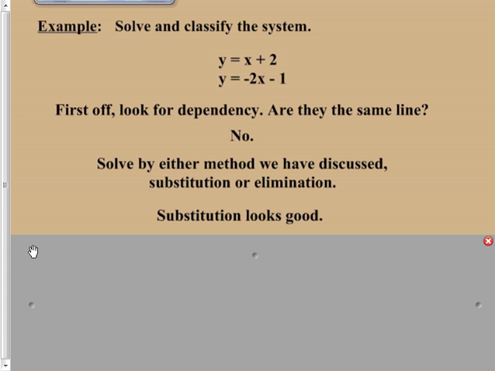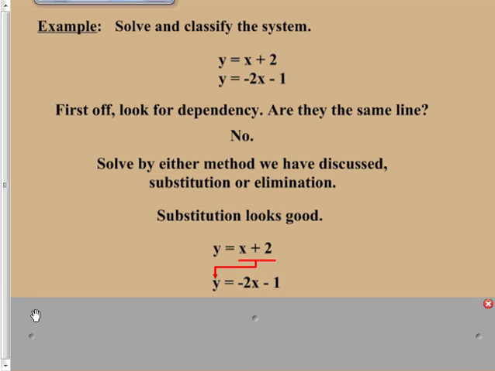We actually have y isolated in both cases, so we can substitute either equation into the opposite equation. I'm going to take the first equation, y equals x plus 2. The substitution method tells us that we should take that x plus 2 and plug it into the other equation in place of y. By doing that, we end up with a new equation that only has one variable in it, and it will now say x plus 2 equals negative 2x minus 1.